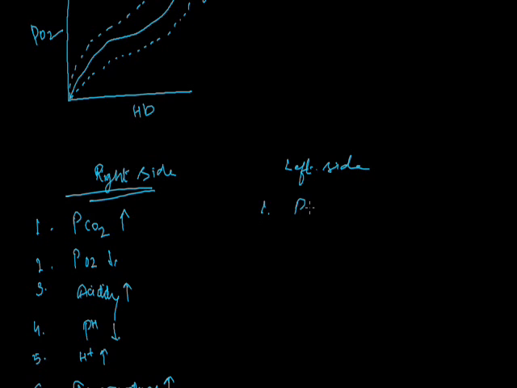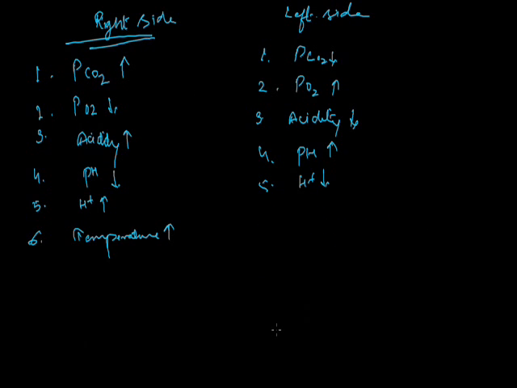That is, if the CO2 decreases or if the oxygen pressure increases. In this condition, the acidity will automatically decrease, the pH will increase, H plus ions will decrease, and the temperature will also decrease. These are the conditions for the dissociation of hemoglobin and oxygen, and this was about the transportation of oxygen in the body along with the blood.